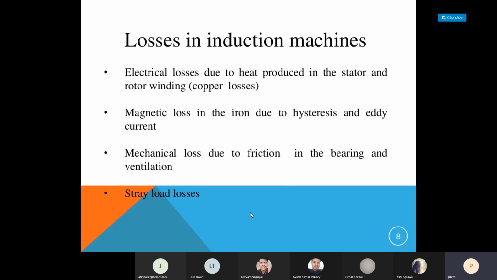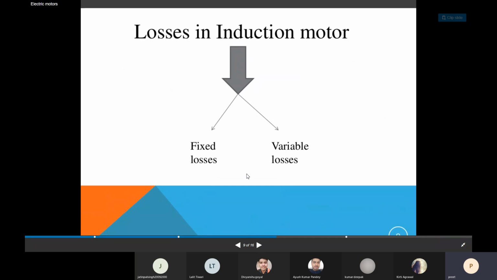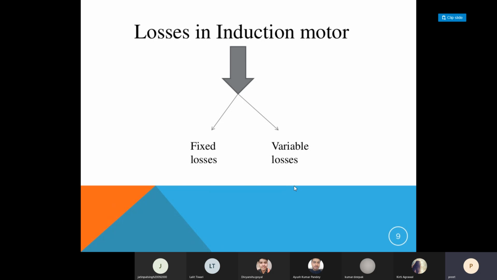The stray load losses are not very popular in transformers, but I have already given you an idea about stray load losses and dielectric losses. So you are aware of these stray load losses. Losses in an induction motor are again divided into two categories: fixed losses and variable losses, which is also the same category as in your transformer losses.